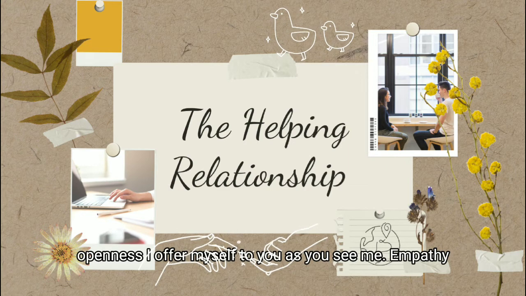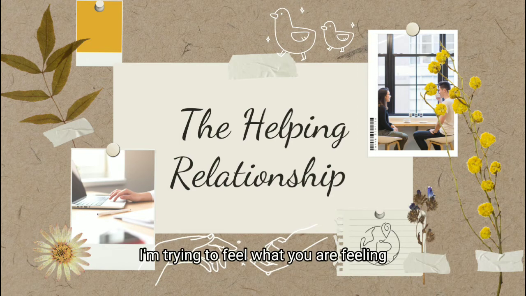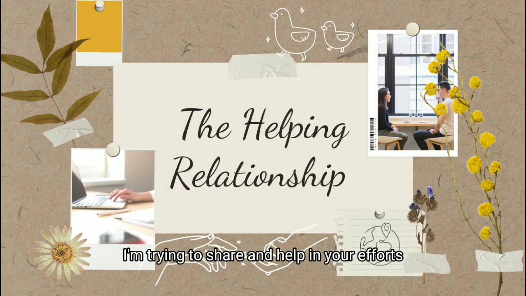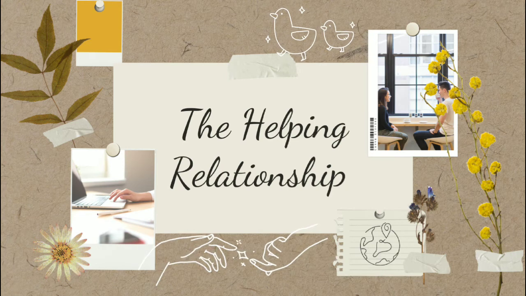Openness: I offer myself to you as you see me. Empathy: I'm trying to feel what you are feeling. Involvement: I'm trying to share and help in your efforts. The others are support, expectation, limitation, confrontation, planning, enabling, spontaneity and control, role and person, science and art. The elements of the helping relationship.